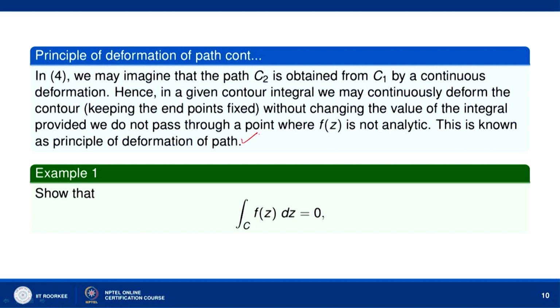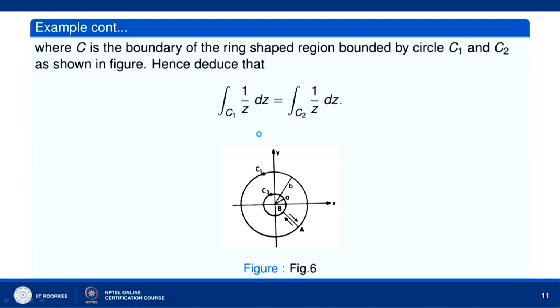Now, let us show that the integral over c of f z d z equals 0 in the case where c is the boundary of a ring shaped region bounded by circles c 1 and c 2 as shown in this figure. And also deduce that the integral over c 1 of 1 by z d z equals the integral over c 2 of 1 by z d z.